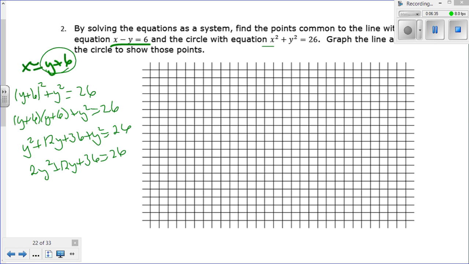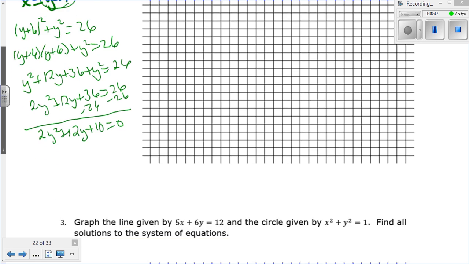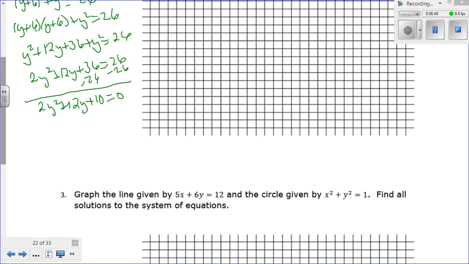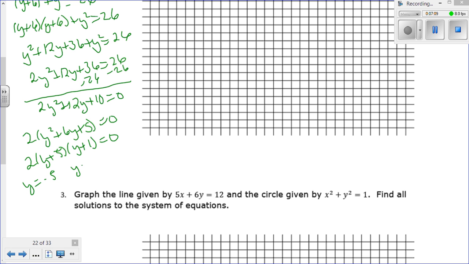I'm going to subtract the 26 from both sides and get 2y squared plus 12y plus 10 equals 0. So, factoring out 2, we'll have y squared plus 6y plus 5 equals 0. So we'll have y plus 5 and y plus 1. So we'll have y equals negative 5 and y equals negative 1.